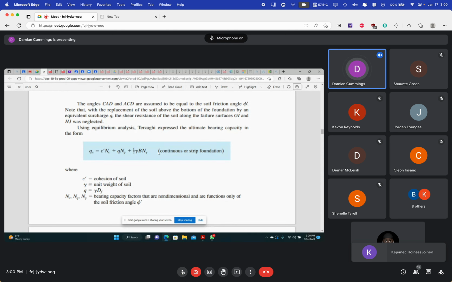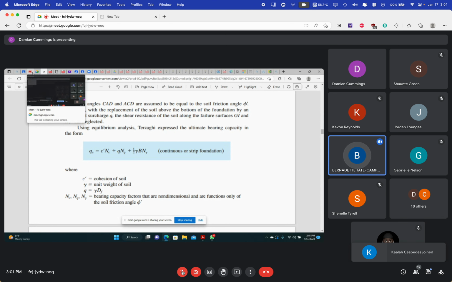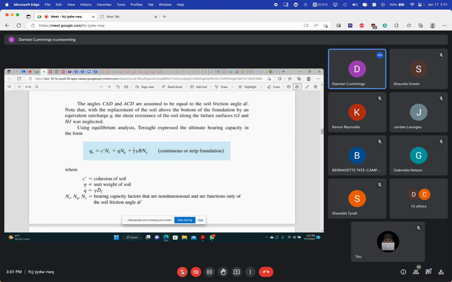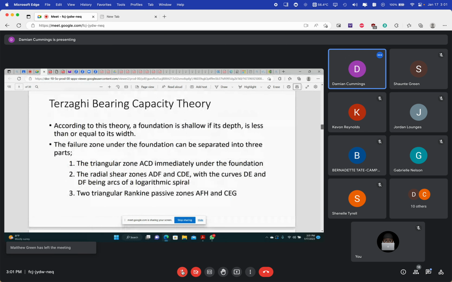You understand the principles of the bearing capacity, right? Repeat. So we're actually at the passive zone, sir. I was actually up here. Yeah, you were explaining the passive zone to us.